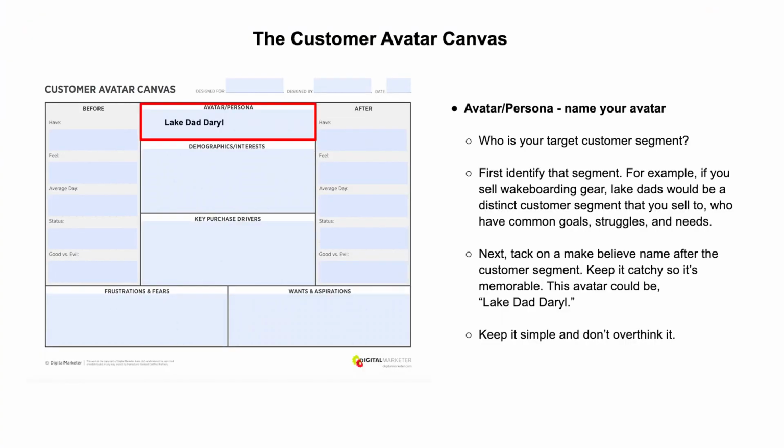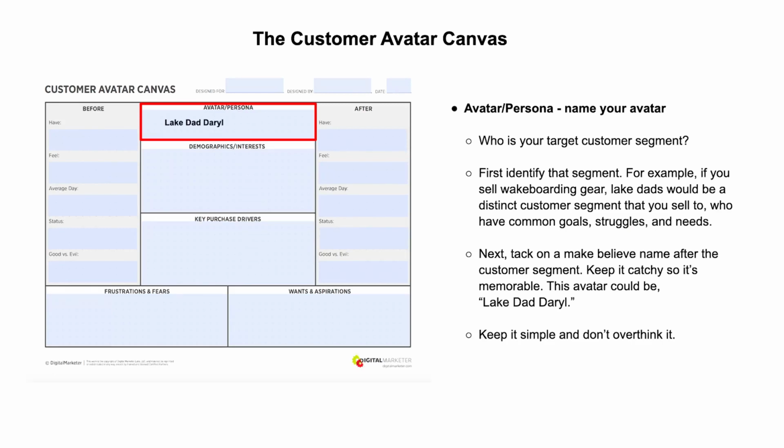The first thing that you would do is identify that segment. For example, if you sell wakeboarding gear, which we do, lake dads would be a distinct customer segment that you sell to who have common goals, struggles, and needs. Just to paint a fuller picture here, you may also sell to the lake beach people, the beach bums. But we are not selling to the beach bum today. We are selling to the lake dads.